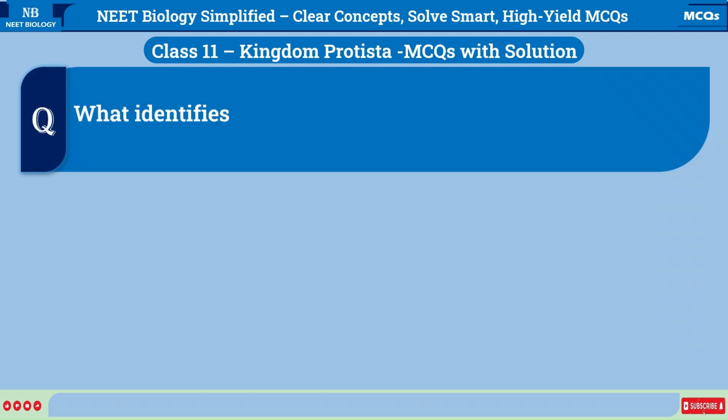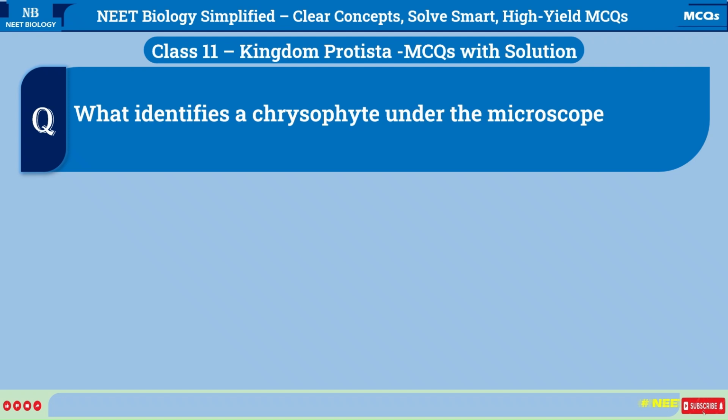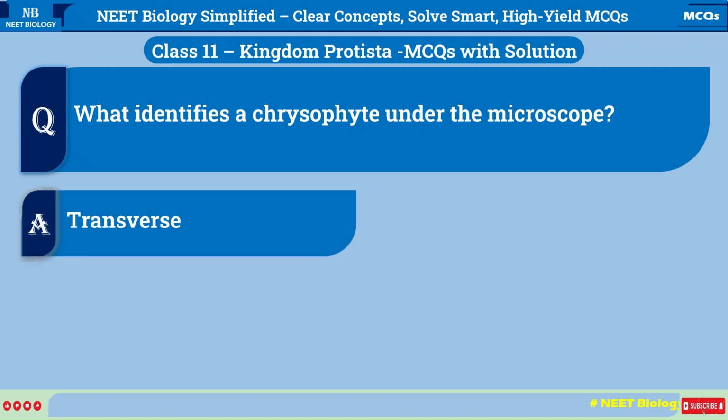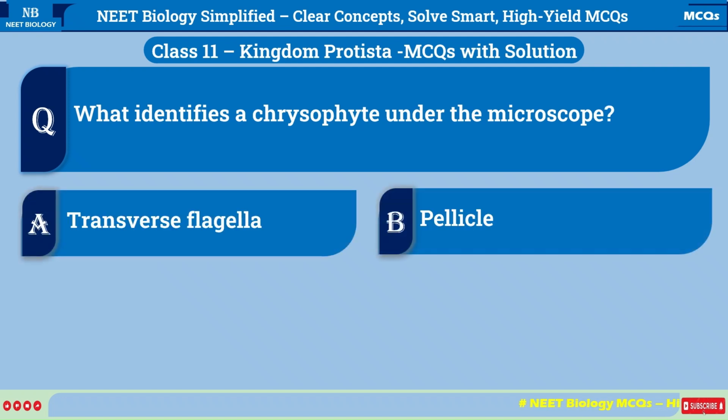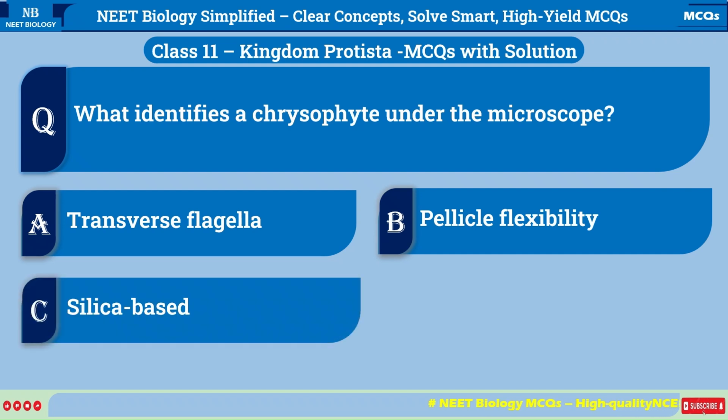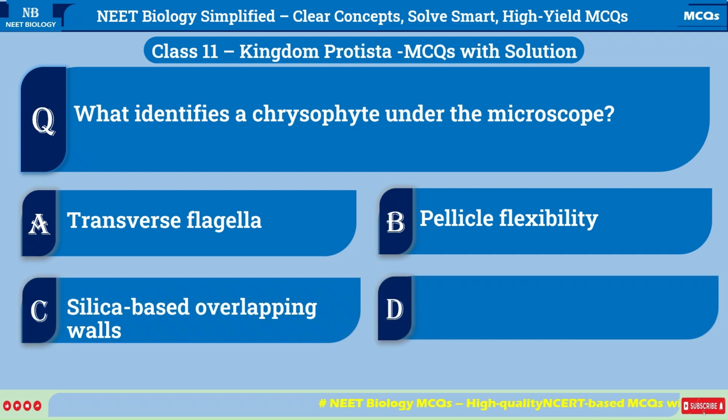What identifies a chrysophyte under the microscope? A. Transverse flagella, B. Pellicle flexibility, C. Silica-based overlapping walls, D. Pseudopodia.